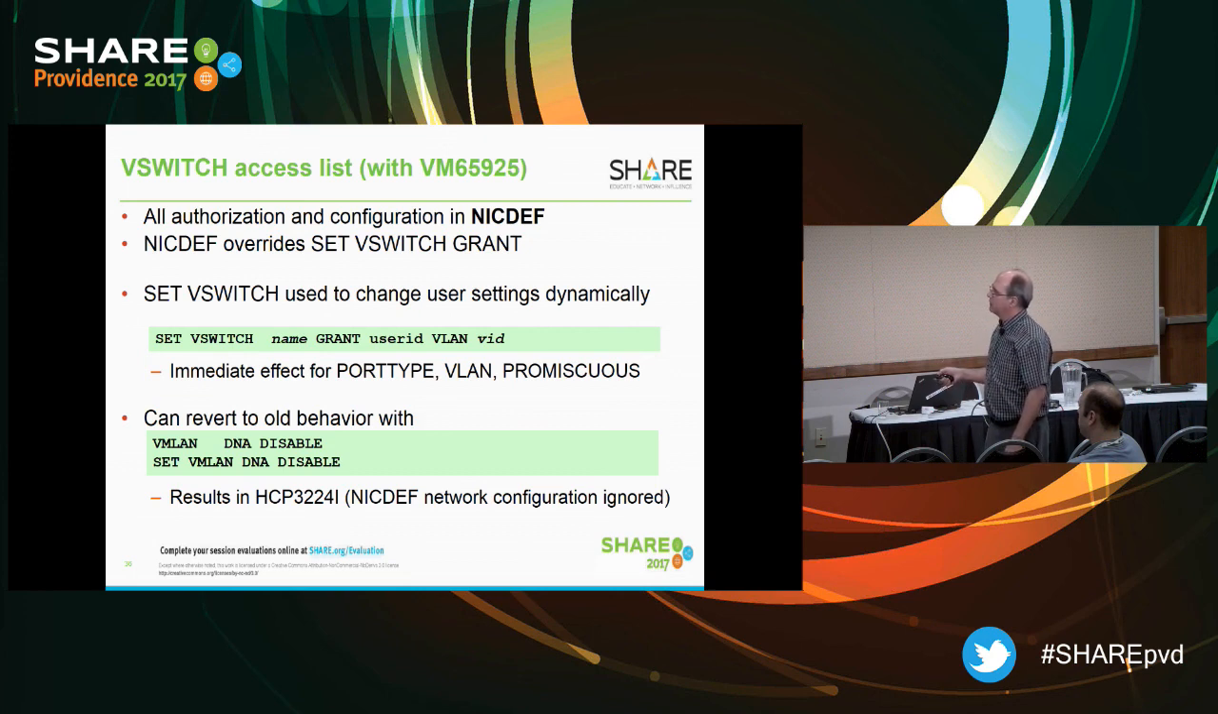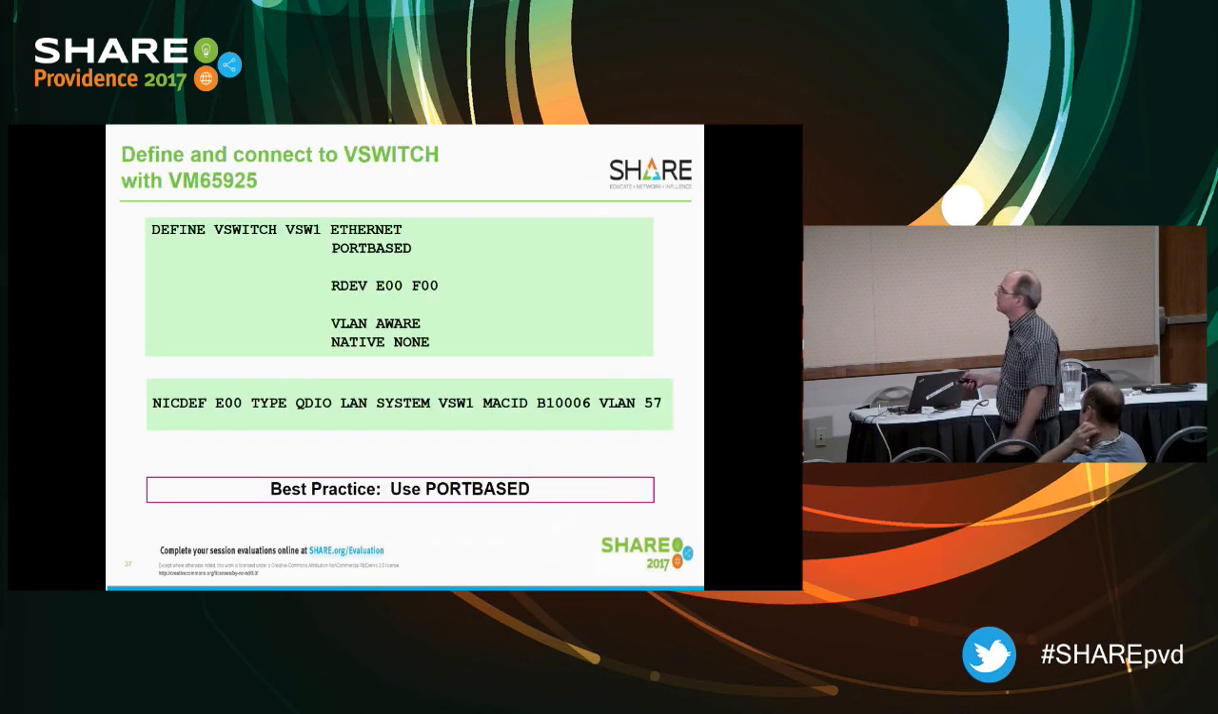But what we have is availability for you to change port type, VLAN numbers, promiscuous mode. You can do that immediately. But what we're going to do now is define a vSwitch, give it a name, Ethernet. I can say port-based or not, doesn't matter. Give it my devices. There's my VLAN aware, native none. And I can now on the NICDEF, I can tell you that this is its virtual address. This is the vSwitch. I want it to connect to VSW1. Here's its MAC ID, and it's VLAN 57.